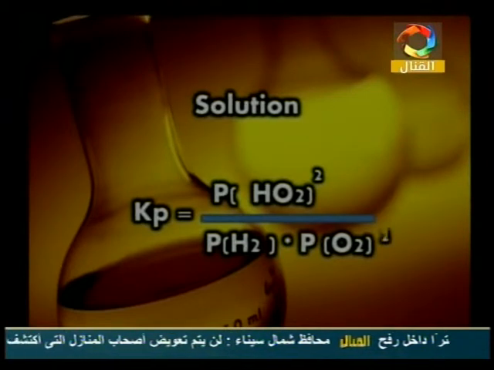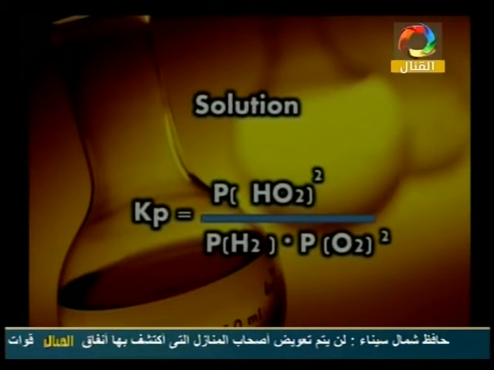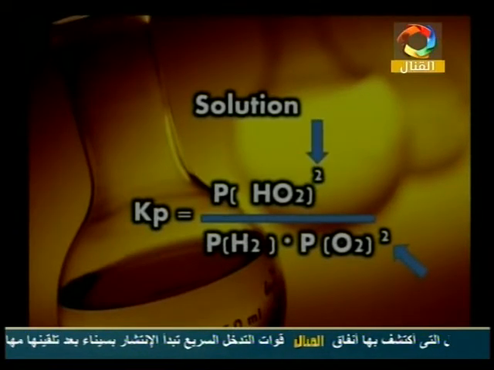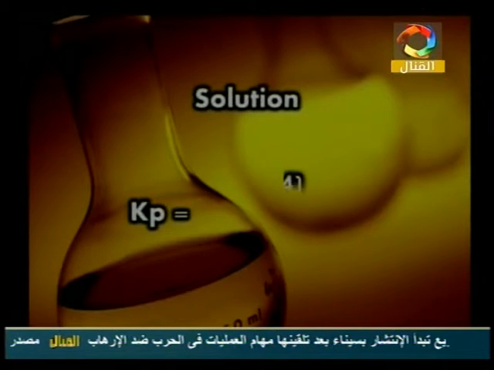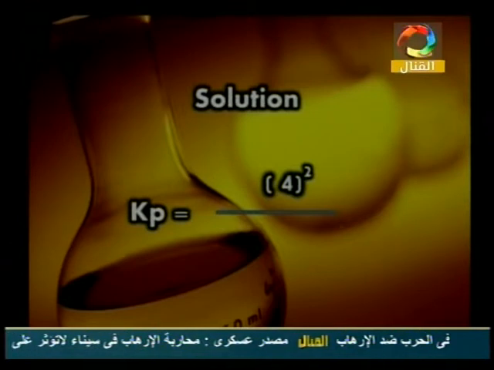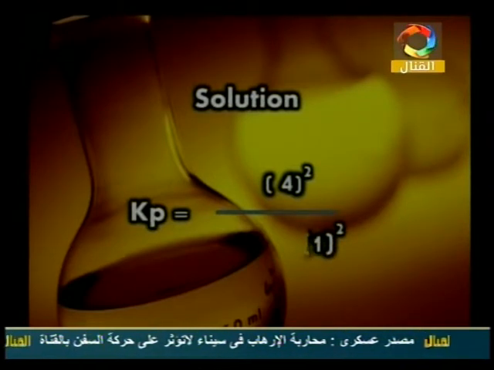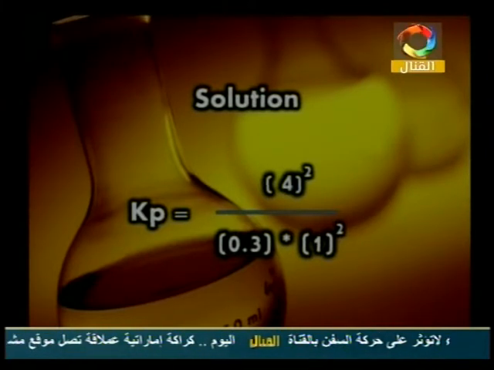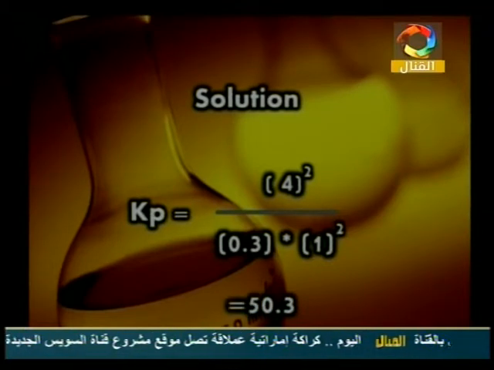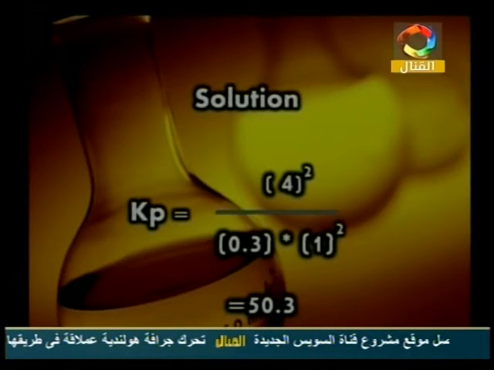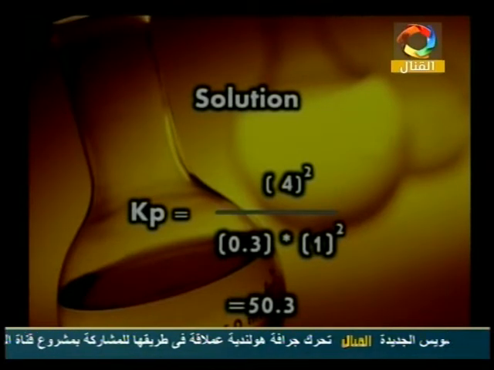Now, the power for the pressure of O2, PO2. These powers explain this reaction. It's very important. Don't forget it. All the time I say that. Solution. Kp: 4 concentrated to the power 4, don't forget the power, over the reactants 0.3 by 1 to the power 2. The result equals 50.3. This example explains what happens during the pressure change. Very important to answer all of this.